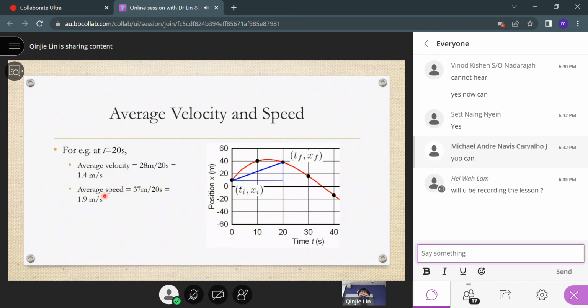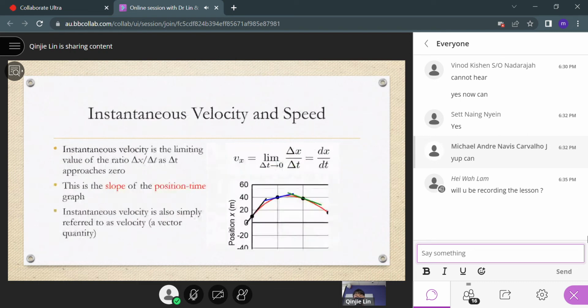Whereas if we talk about average speed, we take the total distance. Of course, down here we don't know, but it will be a larger value than the displacement. You take the distance, divide by the time taken. You will get an average speed. Okay, so that's average. Average, that means over a period of time. Then you take the average.